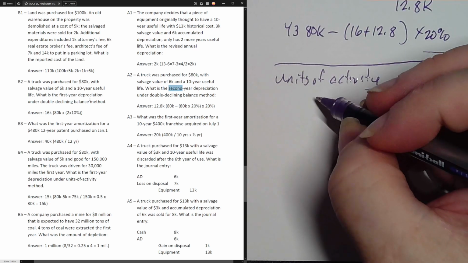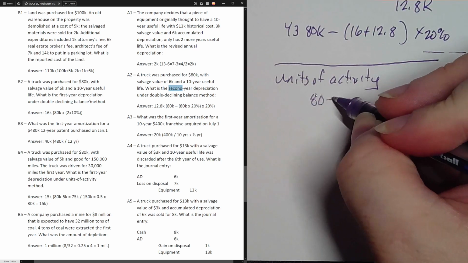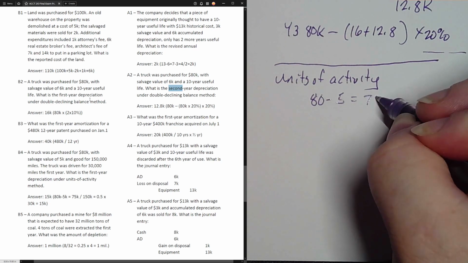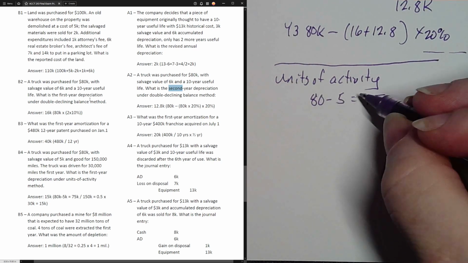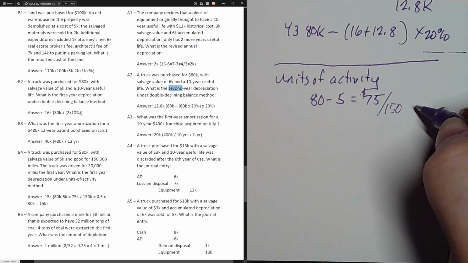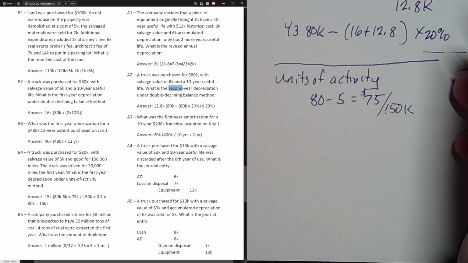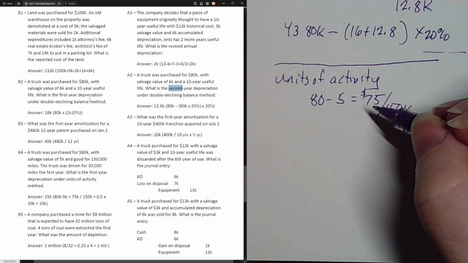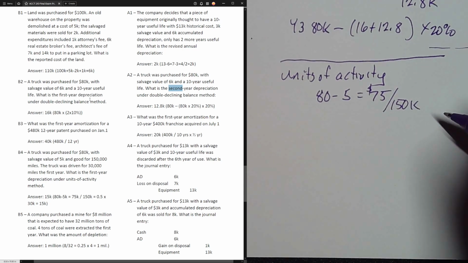What is the amount that we're depreciating? Well, it's 80,000 minus 5,000, or 75,000, right? So this is $75,000 over 150,000 miles. Now, sometimes it's easy to get these two mixed up. Is this going to be 50 cents or is it going to be $2?